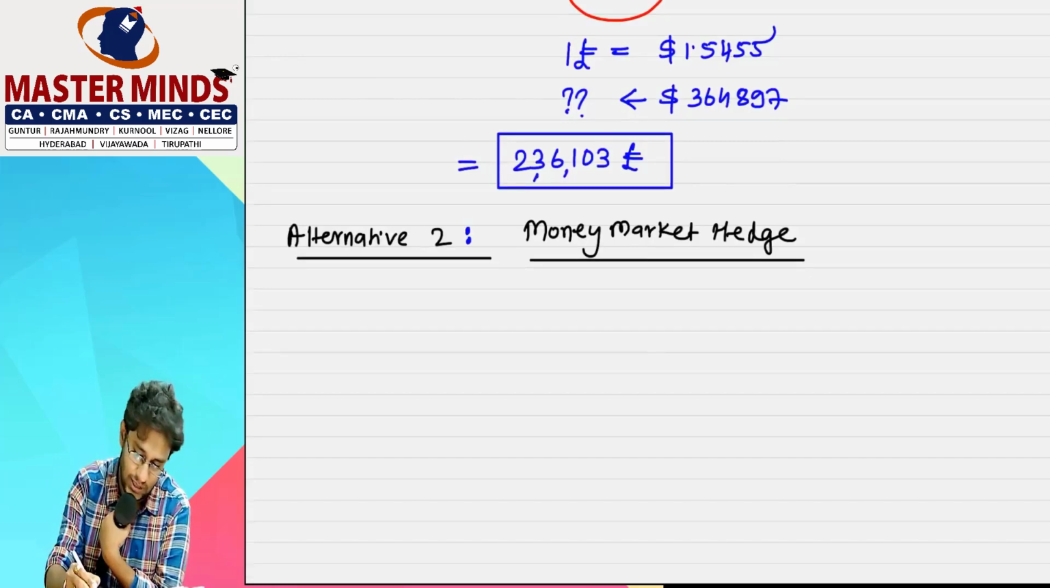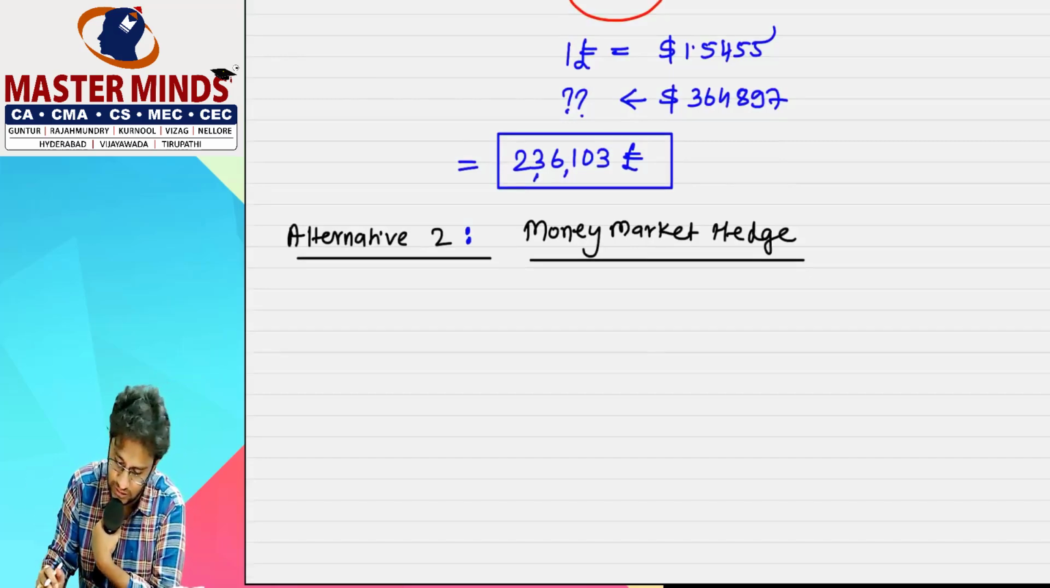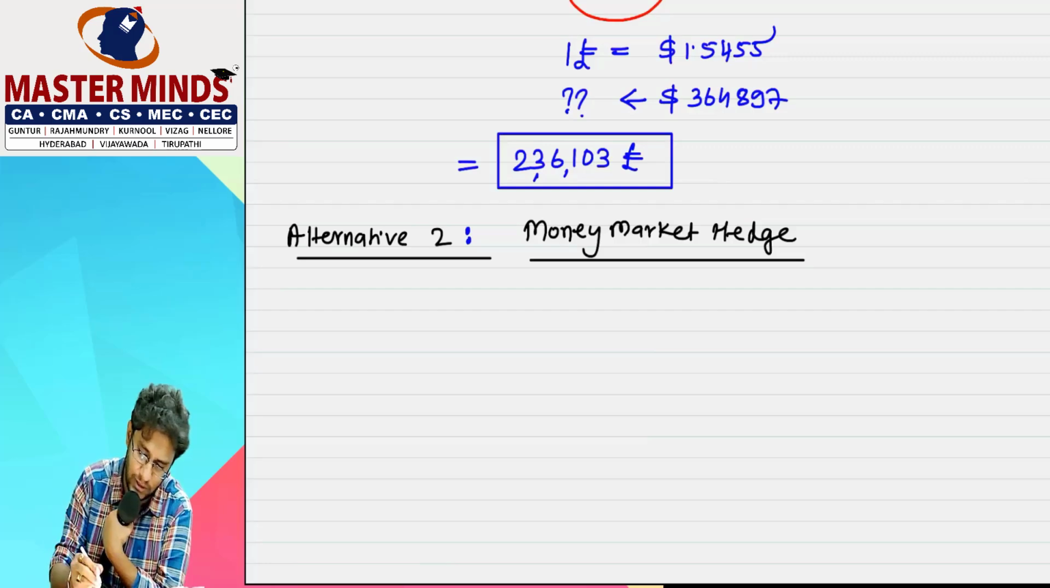Chapter splitting here and there, but you don't have a choice. Do money market, I'm not doing this.